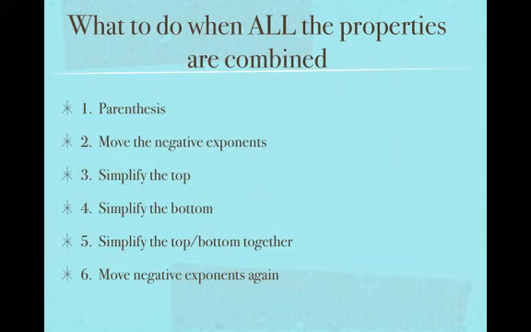And then you'd want to simplify the top of the fraction and then the bottom. Once you do that, if you have the same variable on the top and bottom, you want to simplify that together. And after doing that, sometimes you might end up with a negative exponent, so you just want to move those again. So we're going to do an example that includes every single property.